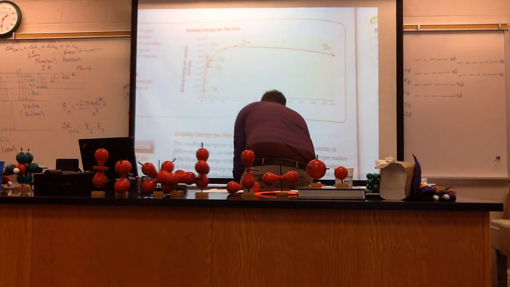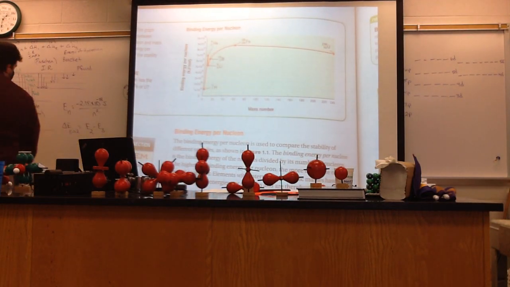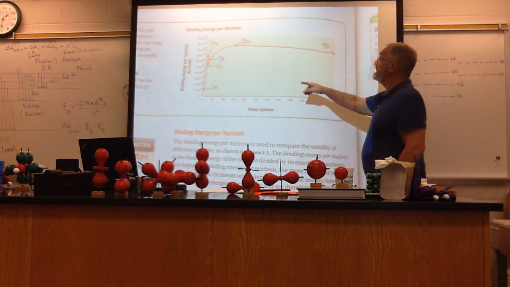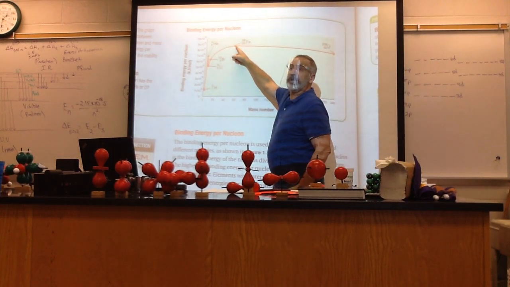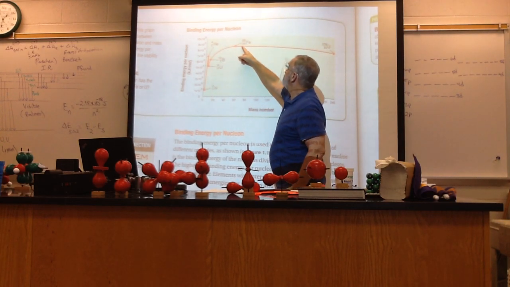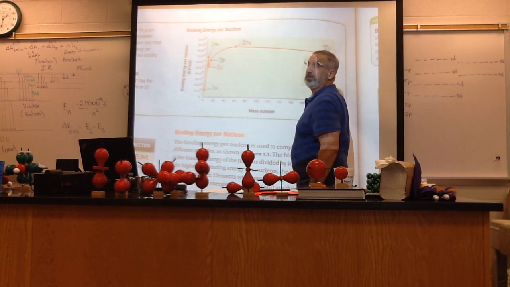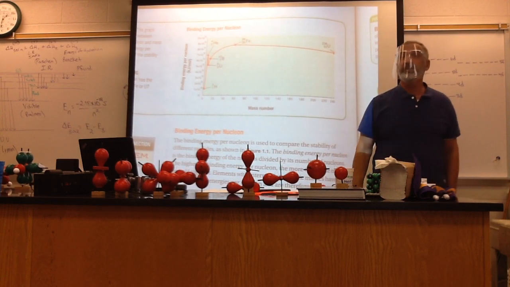Okay, so this shows the binding energy per nucleon of all the different elements. Notice that the greatest binding energy is right up here at iron. That means it's the most stable nucleus of all. Okay? These are too small. This is just right, and then it just starts going down as you get bigger and bigger.